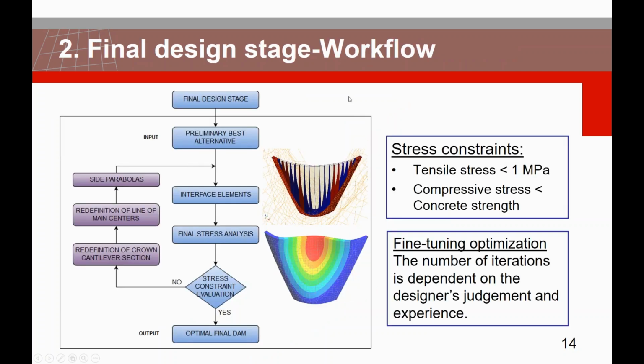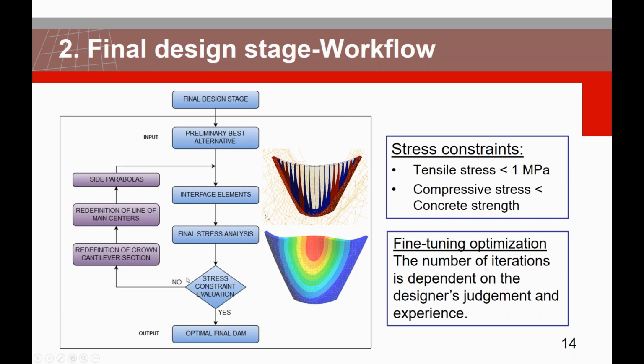And right now, having found the best preliminary alternative, we can go and start with the final design stage. First, we're going to put interface elements between the dam cantilevers and the dam and rock interface. Then we're going to run our stress analysis, from which we're going to evaluate our stresses based on two stress constraints. The first stress constraint is that the tensile stress should be less than 1 megapascal.